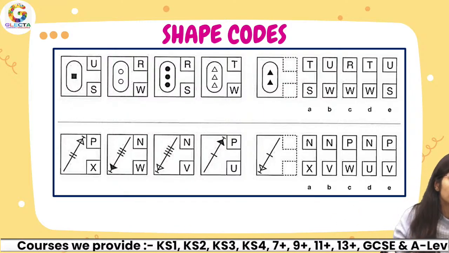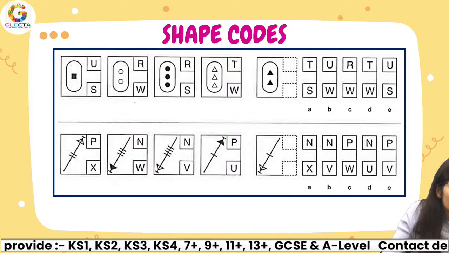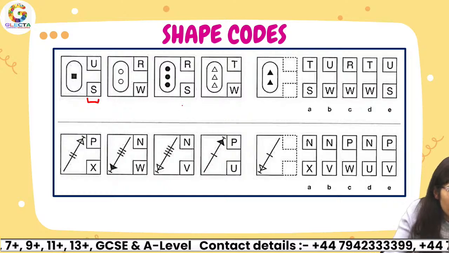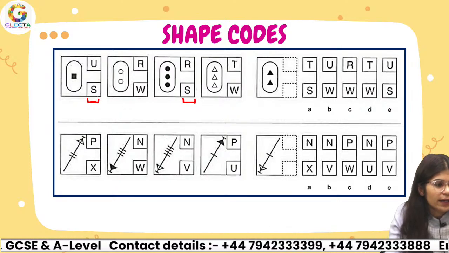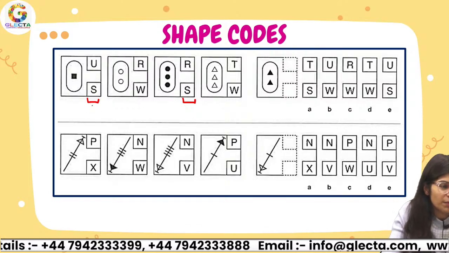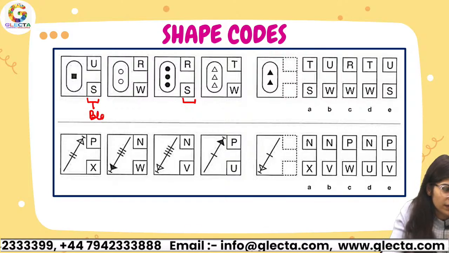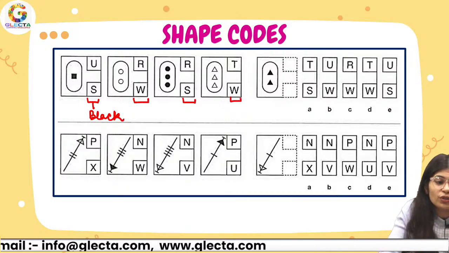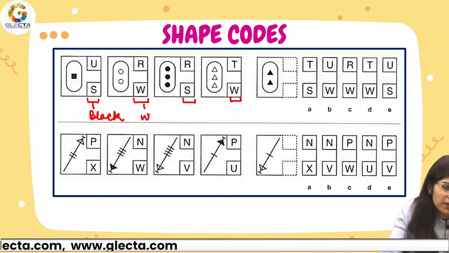Which means, for example, I'm doing the first question for you guys. Like I said, look at the common alphabet. So I do see S and S. Okay, in both the S, the color of the shapes are black. So that means S means black. Okay, let's see if that makes sense. Because W and W is also common and they're both white. So yes, maybe that does.